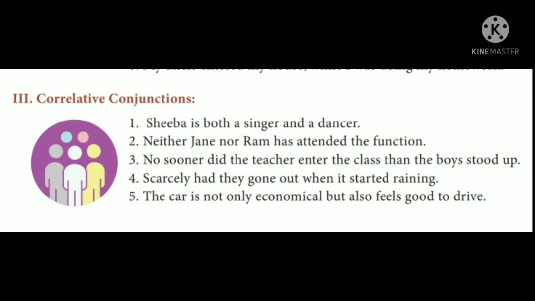Last one, the car is not only economical but also feels good to drive. So in the fifth sentence, not only but also is a correlative conjunction. All these correlative conjunctions should be underlined and you have to be thorough with that.